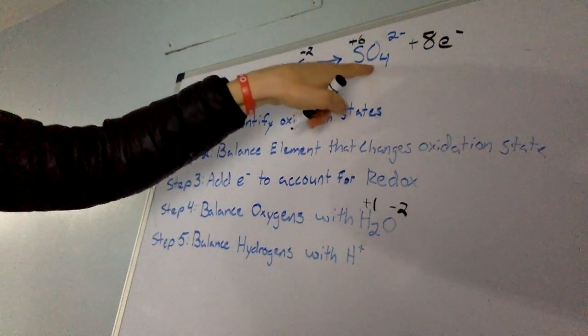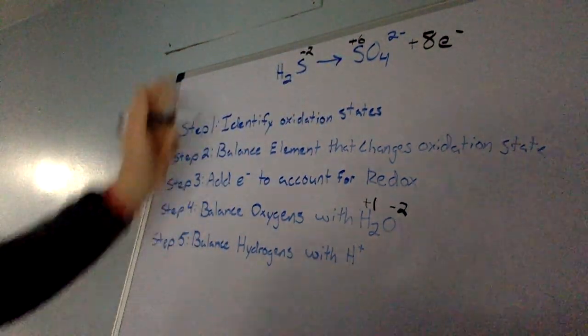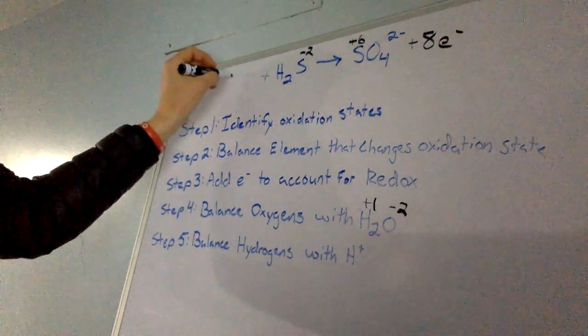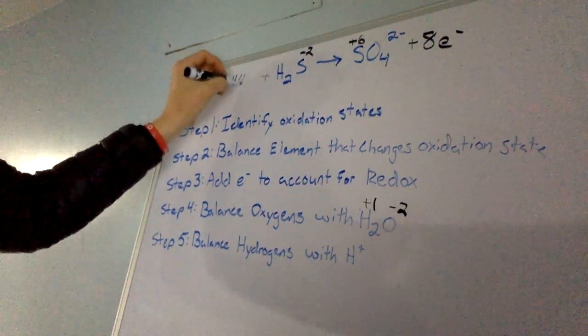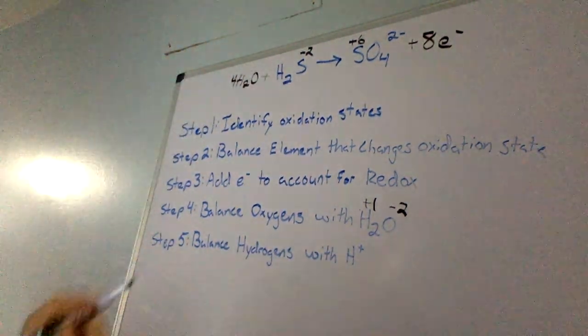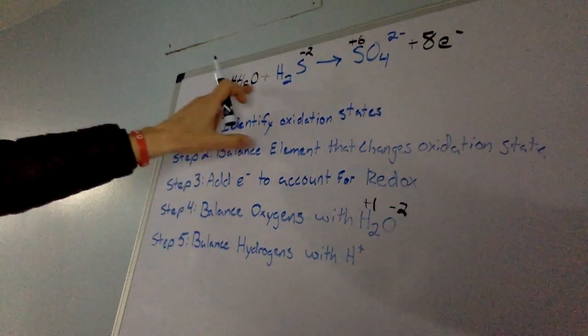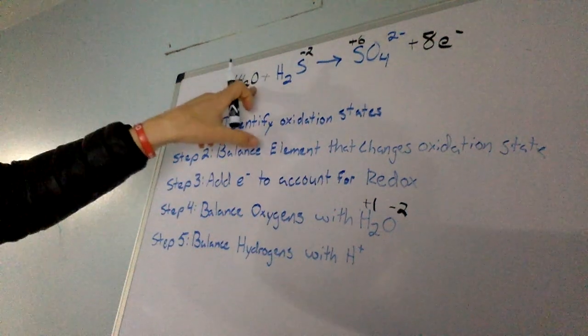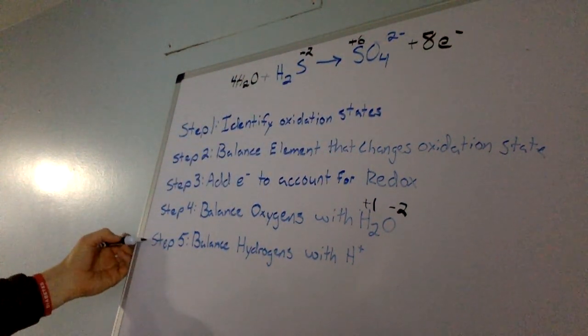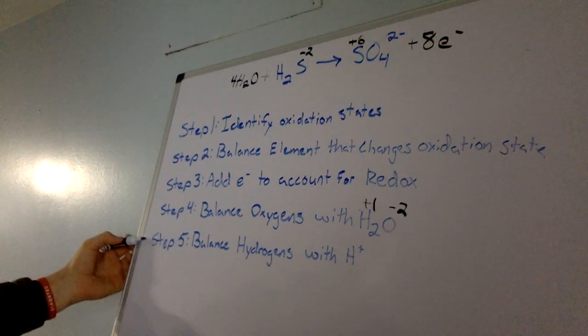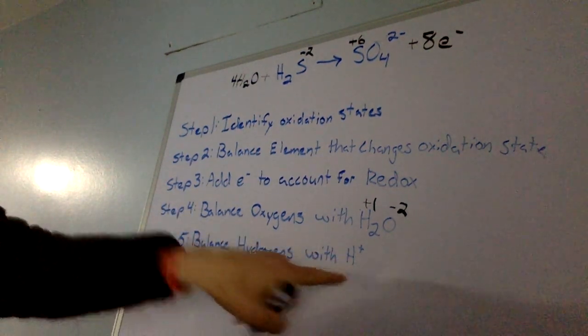I have 4 oxygens over here on the right-hand side, so I need to add 4 oxygens on the left-hand side. What do I add? I add 4 H2O molecules. Now I have 4 oxygens on the left, 4 oxygens on the right. Those are balanced. Now I get to go down here to step 5. I get to balance my hydrogens using H+.